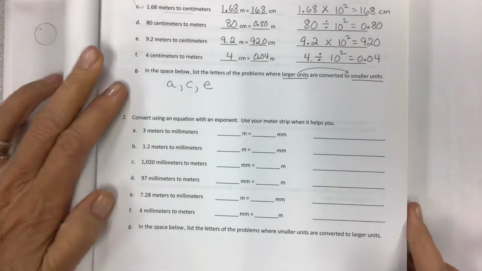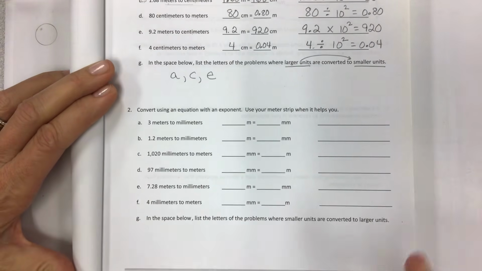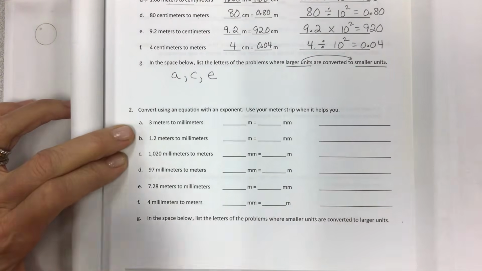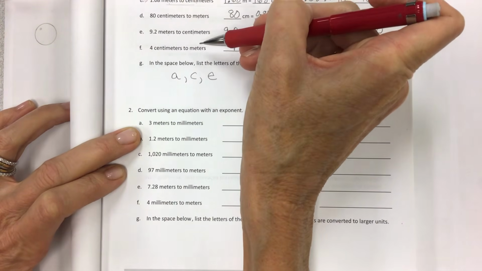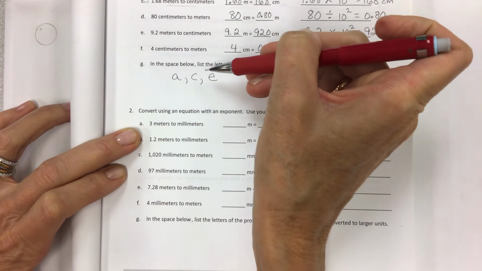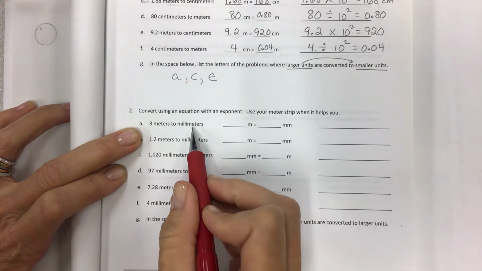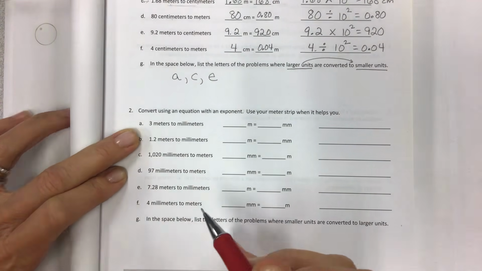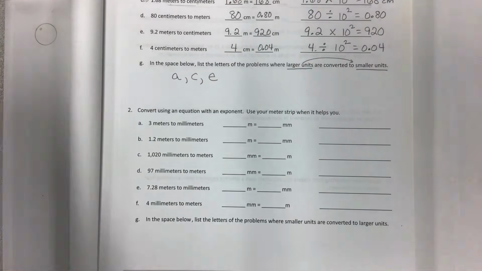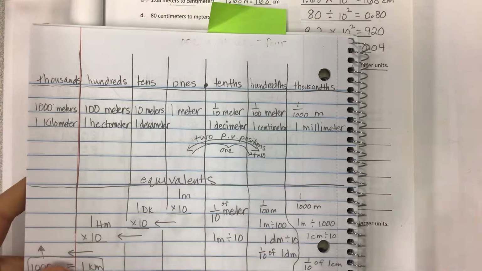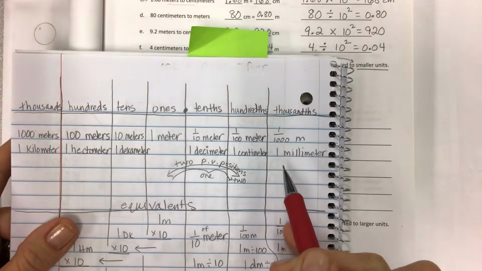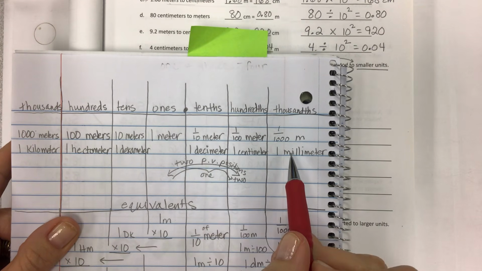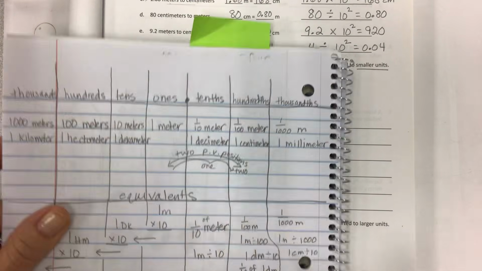Convert using an equation with an exponent. Use your meter strip when it helps you if you have one, just like mine, or a meter stick. Now for this one, it's got a different conversion because we're not changing to centimeters anymore. We're changing to millimeters. Okay? That's a 3-position hop. Look here. Let me show you the other one, actually this one right up here. Okay, meters to millimeters. How many positions is that?